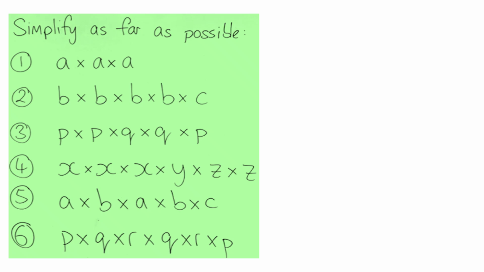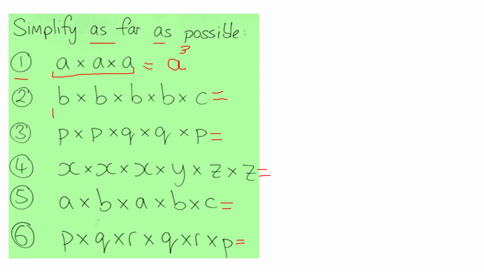Okay folks, in this brief short video we're looking at multiplying in algebra, so multiplying algebraic terms and simplifying them as much as possible. So to simplify as far as possible, question number 1, a times a times a, well that simplifies to a to the power of 3 or a cubed. Okay, so I'm multiplying a by itself twice. Alright, as a power of 3.